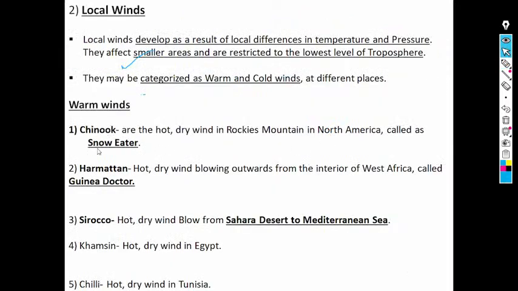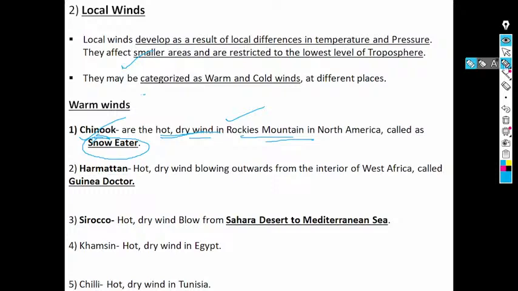The Chinook is here, particularly the hot, dry wind that blows in the Rockies Mountain in North America, called the snow eater. Basically, the Chinook are the hot, dry winds in the Rockies Mountain in North America, and they are known as the snow eater, because they melt the snow.